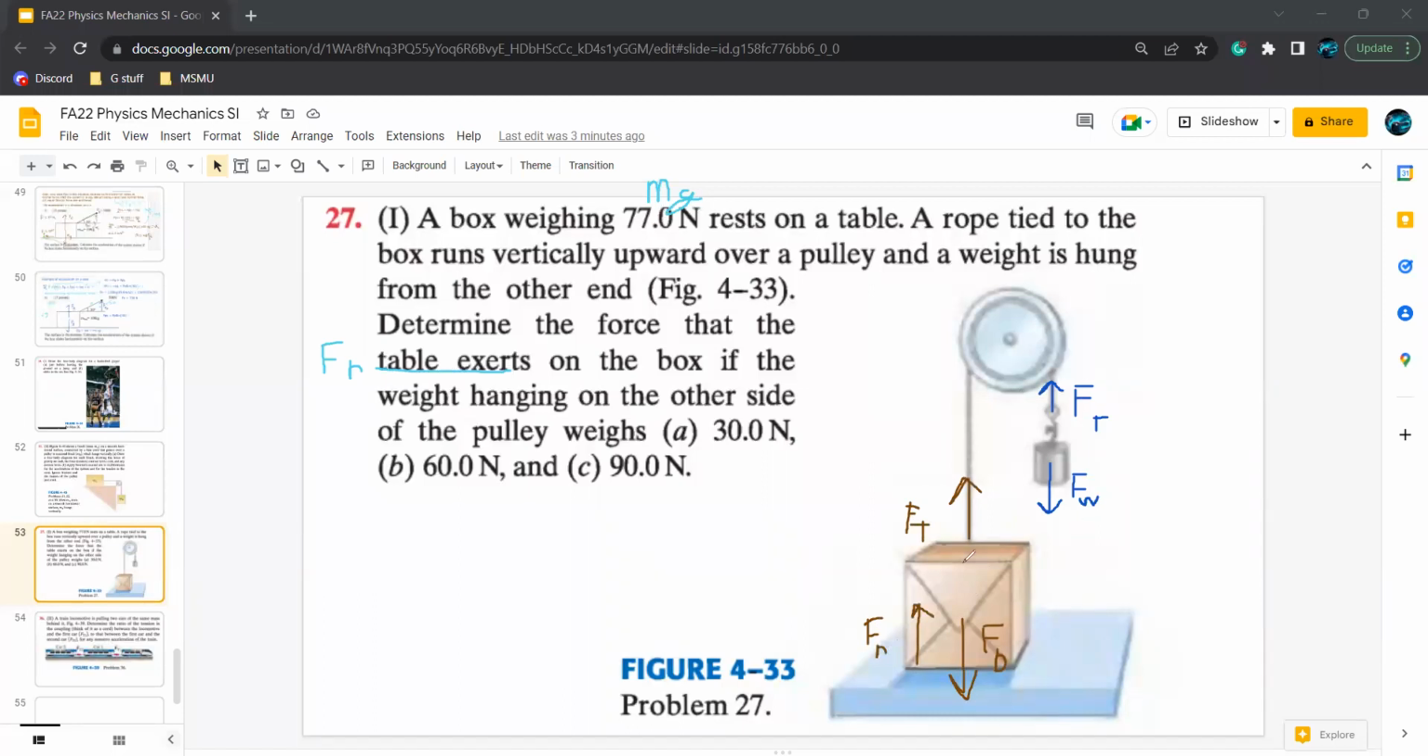So if I remember correctly, whenever you have a continuous rope like this and it doesn't have any stopping points anywhere, then the force tension is always the same. So let me write that somewhere.